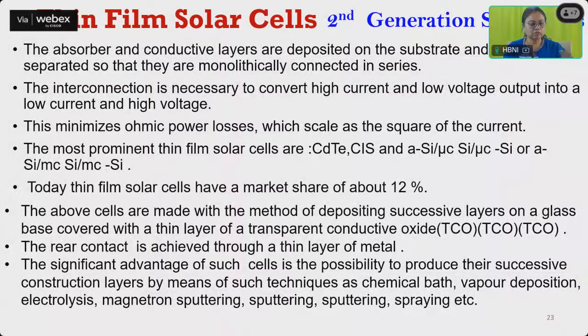Now coming, till now we were discussing the first generation solar cell. So now we will come to the second generation solar cells, which are thin film based.